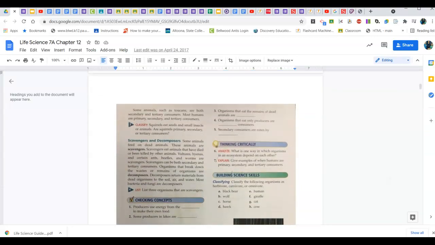Some animals, such as toucans, are both secondary and tertiary. Most humans are primary, secondary, and tertiary. Just depends on what you're eating.